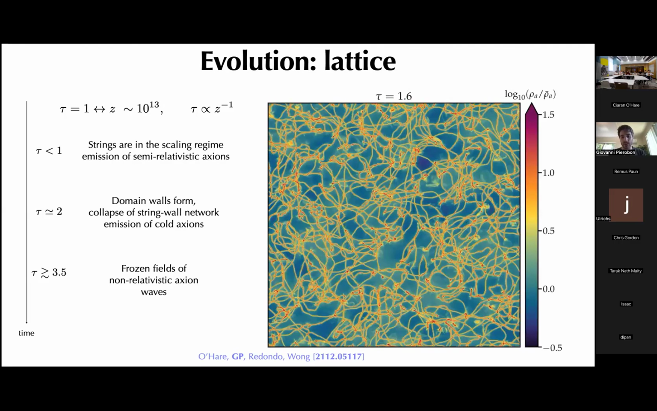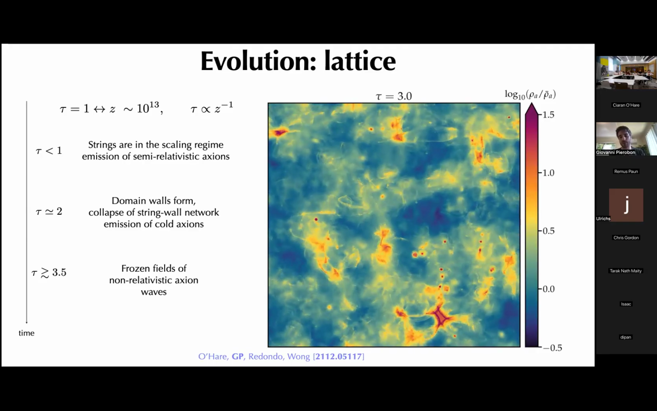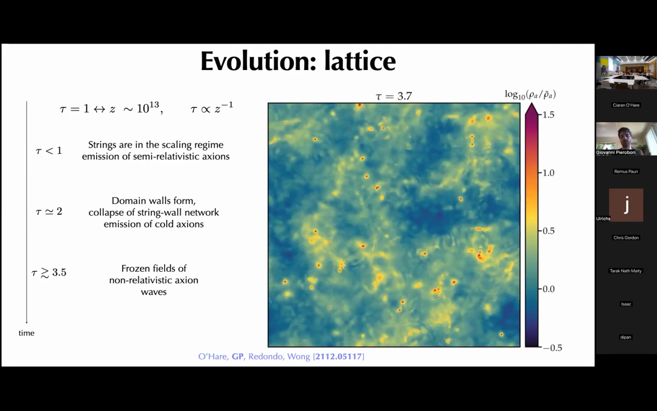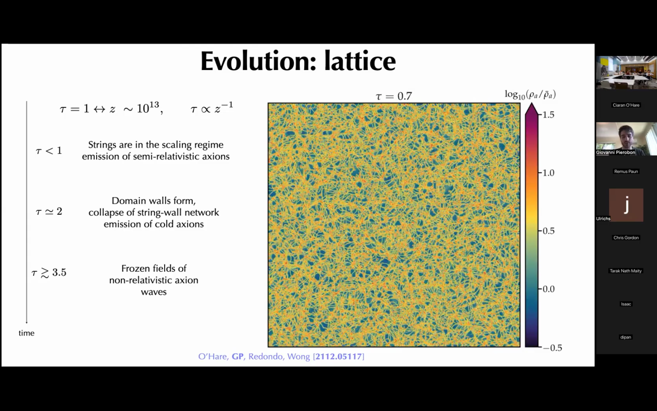But as you can see, initially the strings are in a scaling regime, but then they are abruptly collapsed by the domain walls. And as you can see at the end, you have a frozen field. You can see literally the wavefront freezing as the axion becomes more and more non-relativistic.